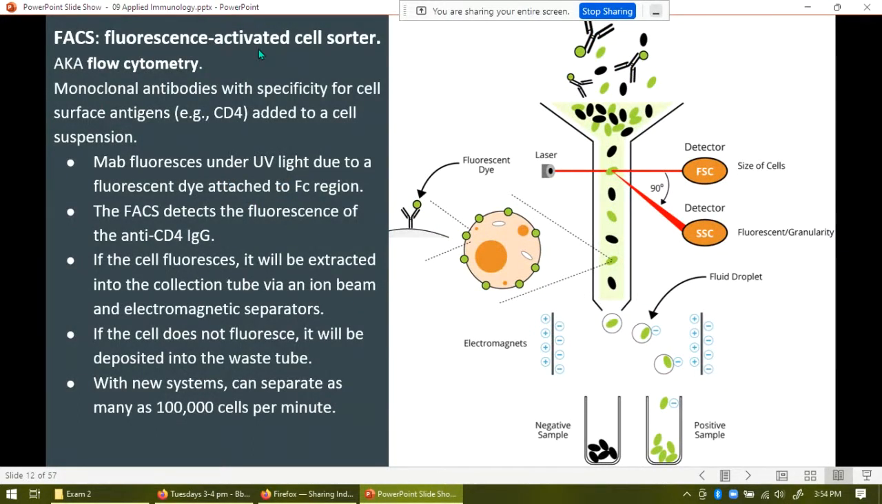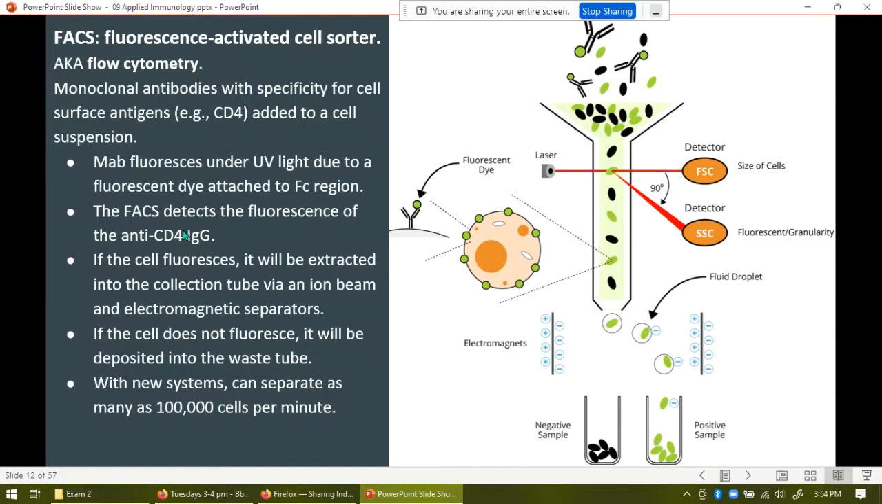And then there's this thing called fluorescence activated cell sorting, or FACS. Fluorescence activated cell sorting is also called flow cytometry, except it has a little bit more of a function than flow cytometry. Here's how it works. Basically, monoclonal antibodies specific to cell surface antigens, like CD4, are added to a cell suspension. The monoclonal antibody that you use contains a fluorescent dye that shines at a certain UV wavelength. So that monoclonal antibody fluoresces under UV light due to a fluorescent dye attached to its Fc region. So it's really going to be down here, not up here.